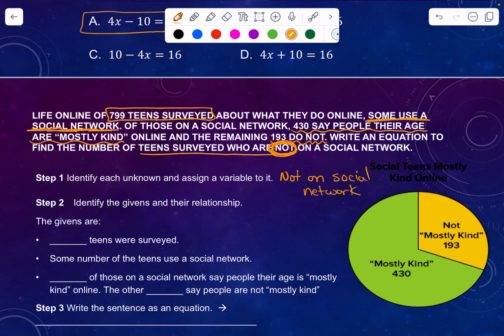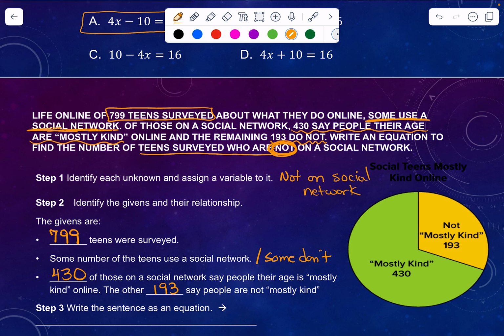Okay, identify the givens. How many teens were surveyed? Well, at the very beginning, it says 799. Some of the teens use a social network, which means also some don't. We don't know how many. Then it says that some of those on social networks say that they're mostly kind. If we look back, it says 430 said that they're mostly kind. 193 say that they're not.